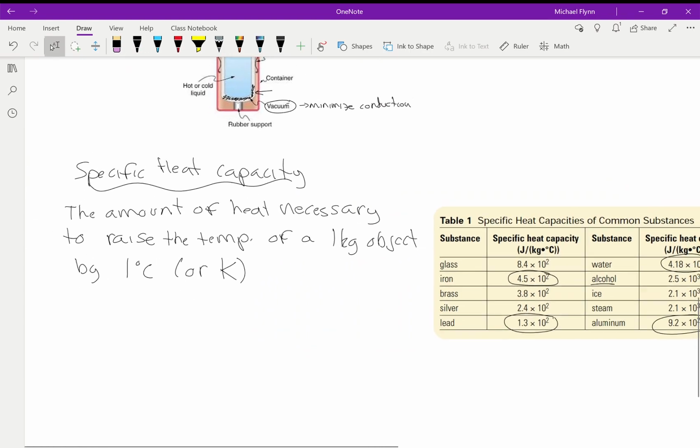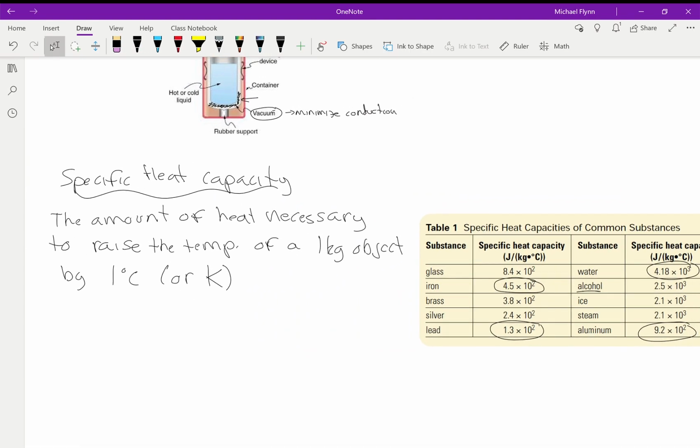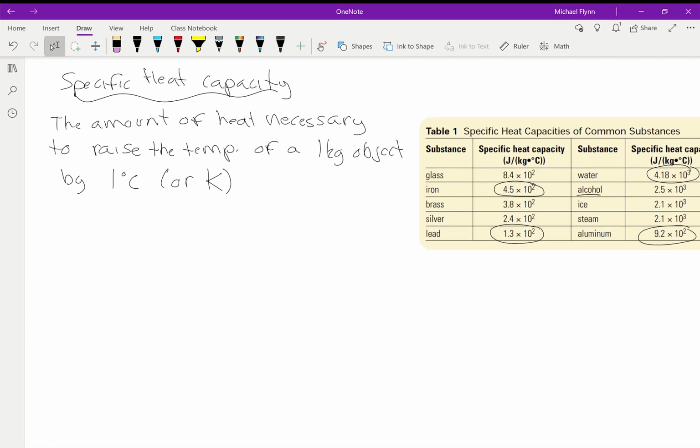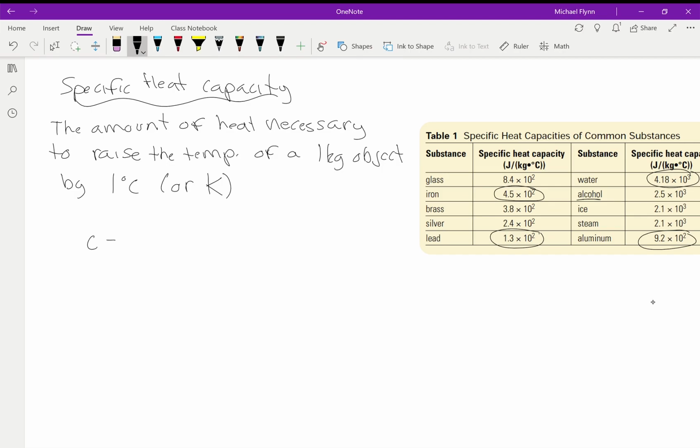So heat capacity: the amount of heat necessary to raise the temperature of a 1 kilogram object by 1 degree Celsius. Now, there's a formula that goes with this. Okay, and it looks like this. C equals Q divided by M delta T.